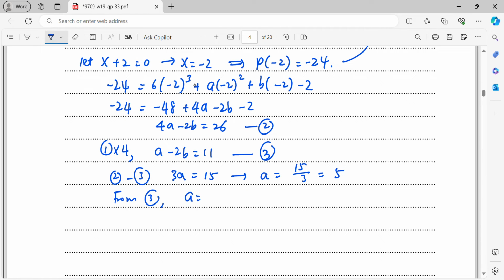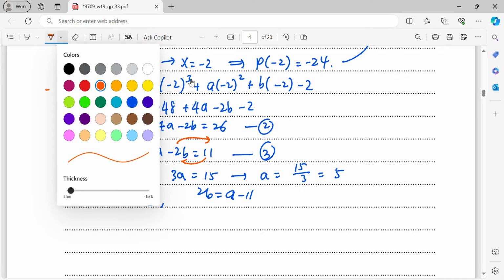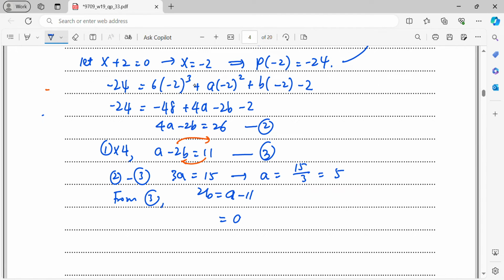So now to get the b, probably I will just refer to the third equation. So my a will be 11 plus 2b. Oh, sorry, you need to find the b now. So I need to get 2b equals a minus 11. Right, so the 2b moves to the right side, the 11 moves to the left side. Then from here, just replace. It will be 5 minus 11. Then my 2b is minus 6. Hence my b is minus 3. Okay, so done for the a and b.